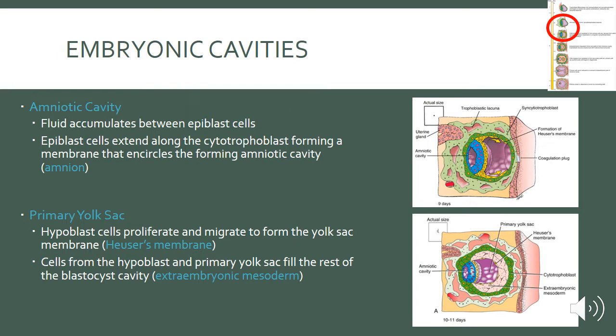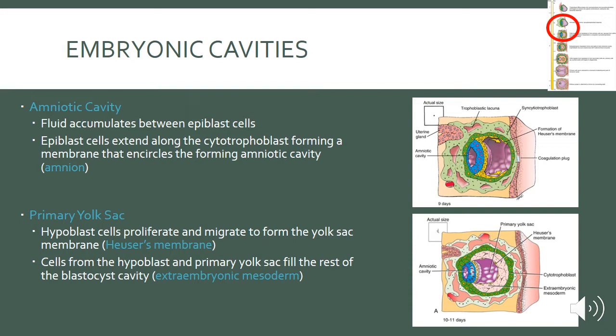Now, during the completion of implantation, days 8 through 9, we start to see the formation of the embryonic body cavities, and that includes the amniotic cavity and the primary yolk sac. Now, with the amniotic cavity, we start to see fluid accumulating between the cells of the epiblast, so those are the cells in blue. Additionally, epiblast cells extend along the cytotrophoblast, forming a membrane that sort of encircles this cavity that's now called the amniotic cavity. The membrane is called the amnion, and we'll talk more about those in later lectures.